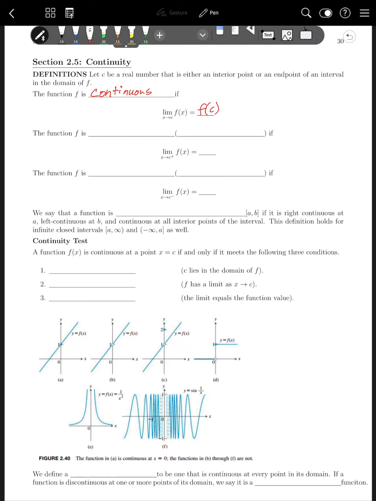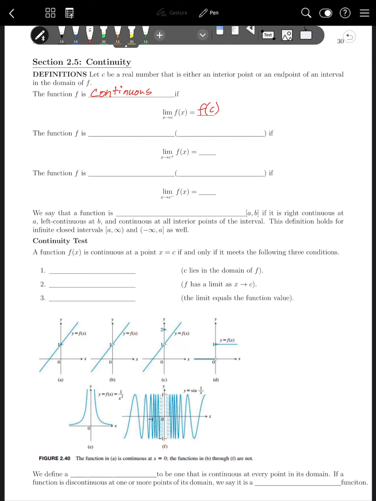Okay, so we've seen with these limits we've been doing a lot of the times that the limit is not the same as the function value. So in those cases, the function would not be continuous. But if the limit is the same as the function value, then at that point, the function is continuous.